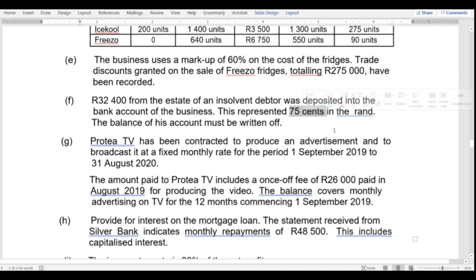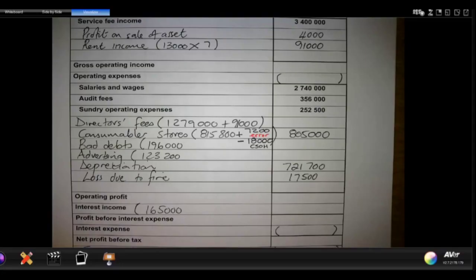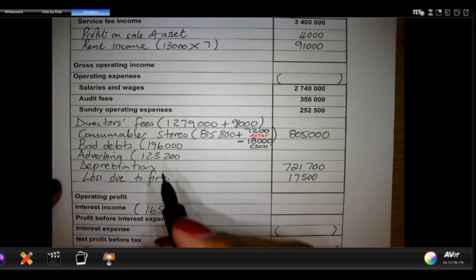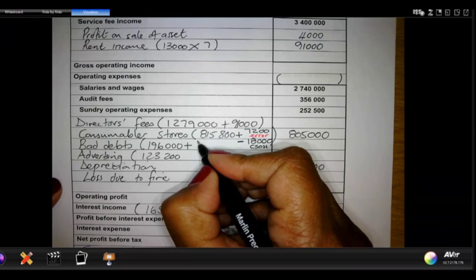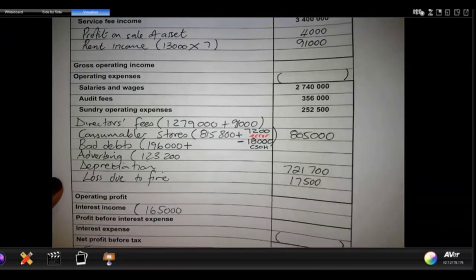And I'm going to teach you something. Okay, it's a simple formula that I use: what I want over what I have. The balance of his account must be written off. The balance of 25 cents in the rand. Okay, so now I'm going to say my bad debts must go up. I've got more bad debts. Okay, by how much? How much must my bad debts go up?